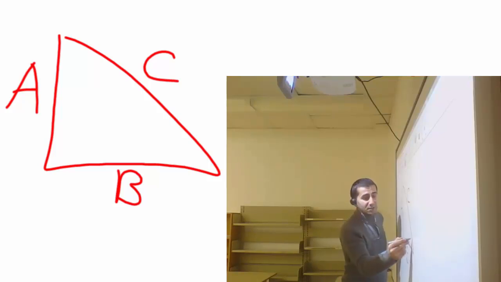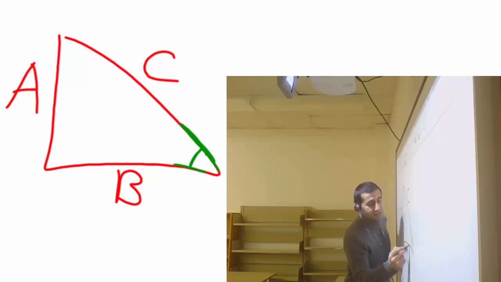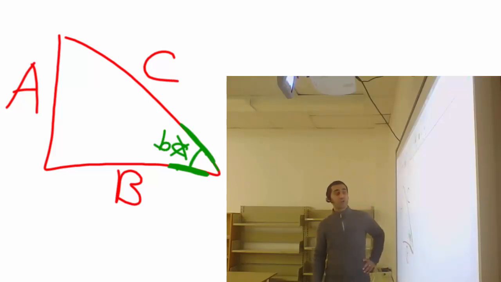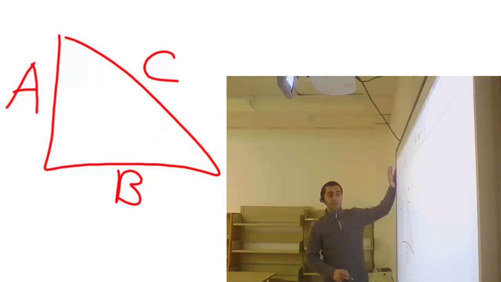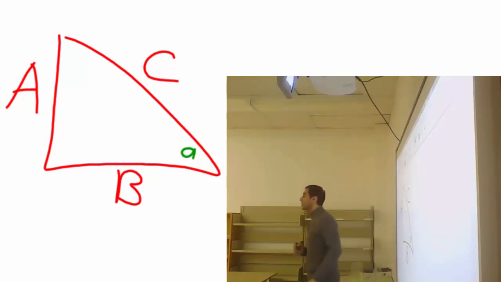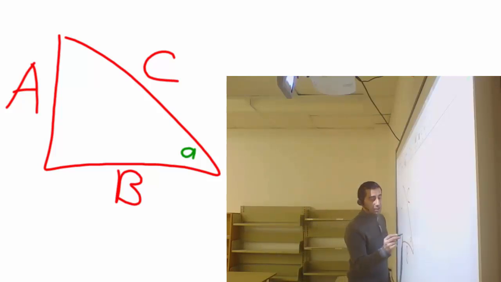So this angle does touch the C, and it does touch the B, so it cannot be angle C nor angle B. So the one it doesn't touch is A, so we're going to call this angle A. And for the angles, we are going to write down small letters, small a.